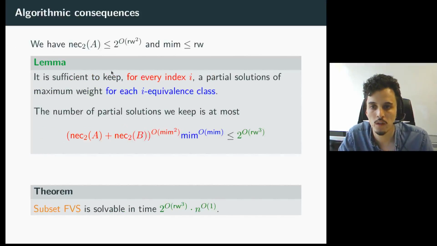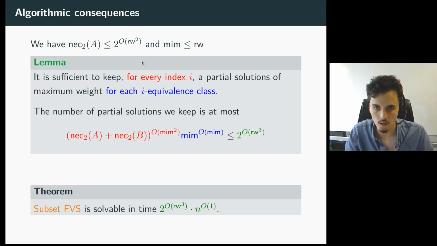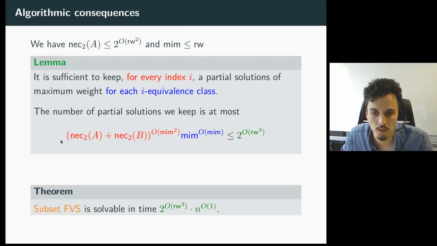For rank-width, we deduce the algorithm from these two upper bounds. So this is the upper bound on the number of two-neighbor equivalence classes. So we have this upper bound, and we also know that the Mim-width of a decomposition is at most the rank-width of this decomposition. And from this upper bound, we deduce that this amount is upper bounded by this, and this gives us the algorithm for rank-width.